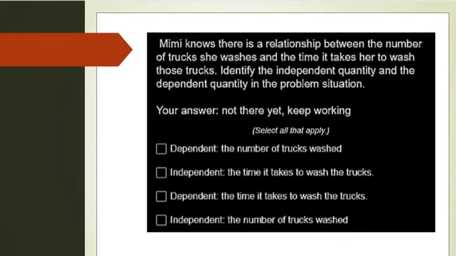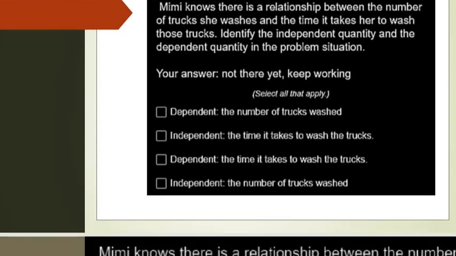In this scenario, Mimi knows there's a relationship between the number of trucks she washes and the time it takes her to wash those trucks. Identify the independent quantity and the dependent quantity in the problem situation. Now, put me on pause when you find that.